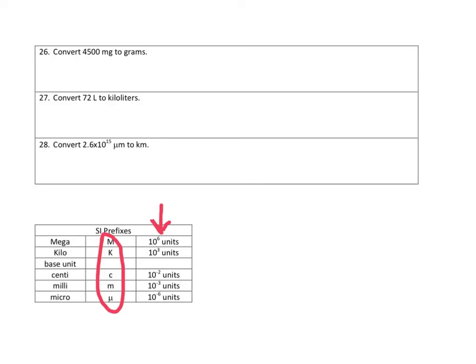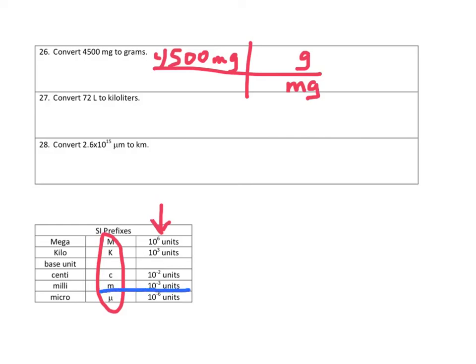For example, in 26, we're asked to convert 4,500 milligrams to grams. That means I need a conversion factor to go from grams to milligrams. I set it up so that milligrams cross-cancels, and then I just need to fill in the values. According to this chart, milli means 10 to the negative 3. That means 1 milligram has a value of 10 to the negative 3 of the base unit, which in this case is grams. When you multiply 4,500 times 1 times 10 to the negative 3, you get 4.5 grams.